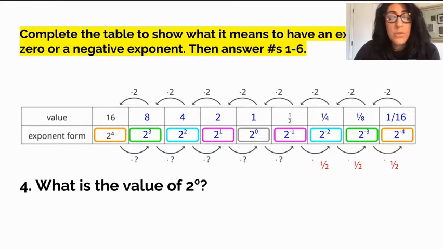What is the value of 2 to the power of 0? We already said that that's equal to 1 still. Anything with the power of 0 will always give us 1.